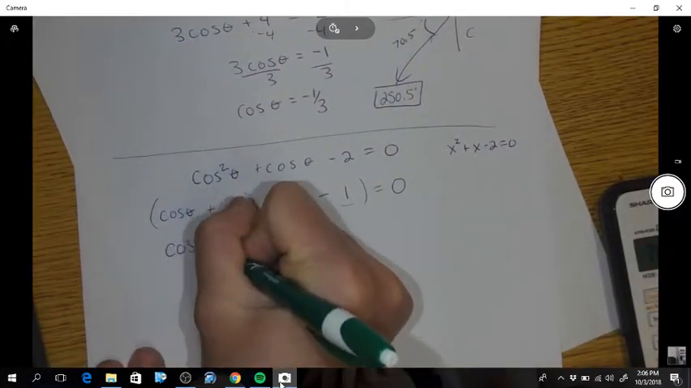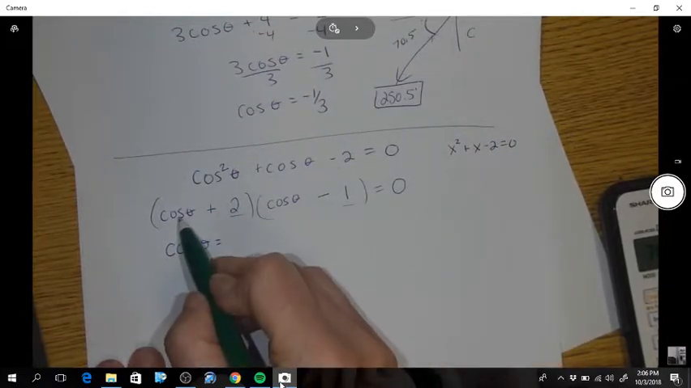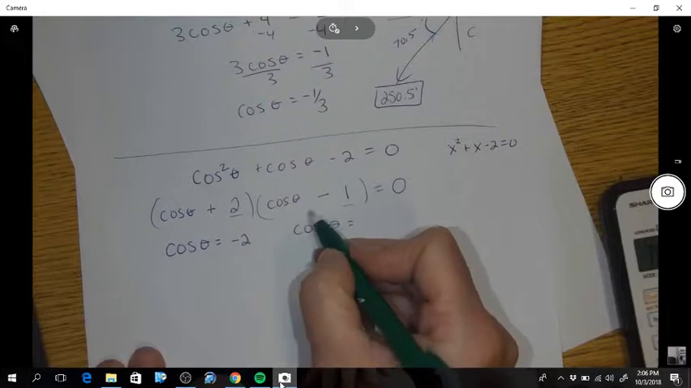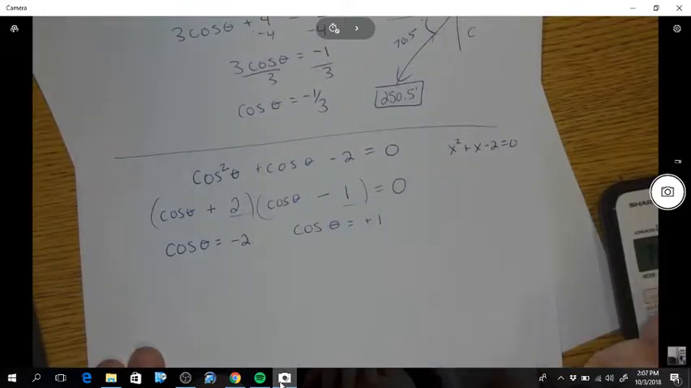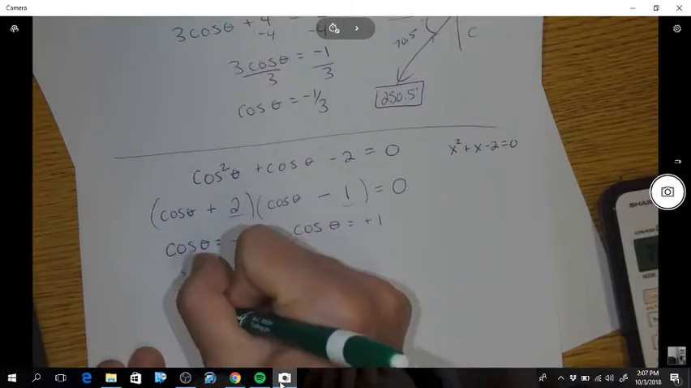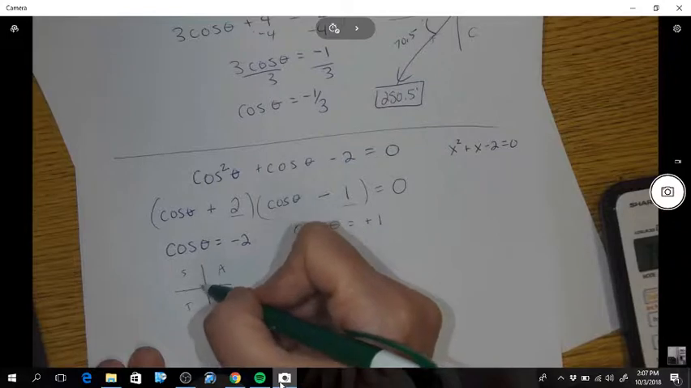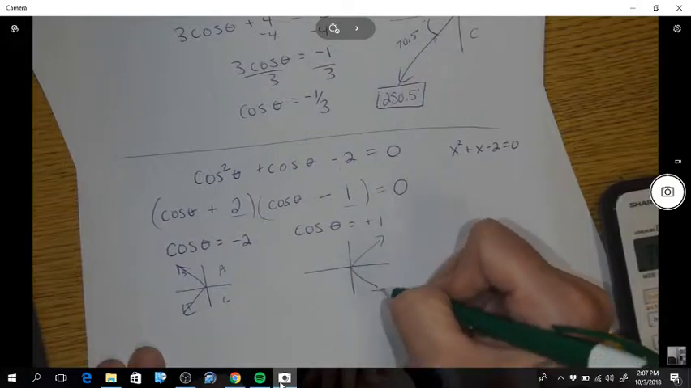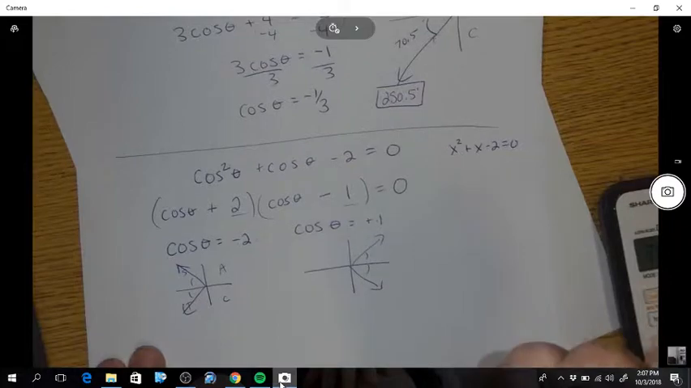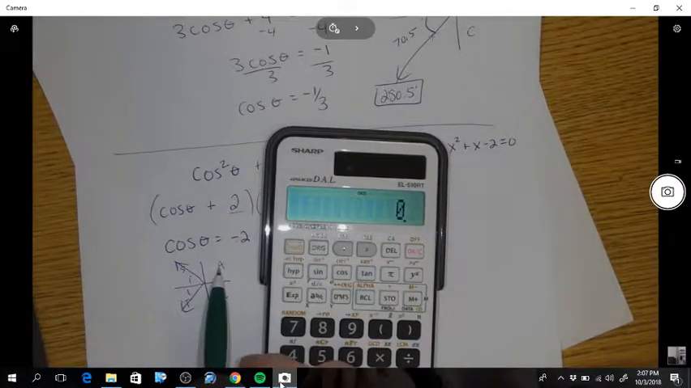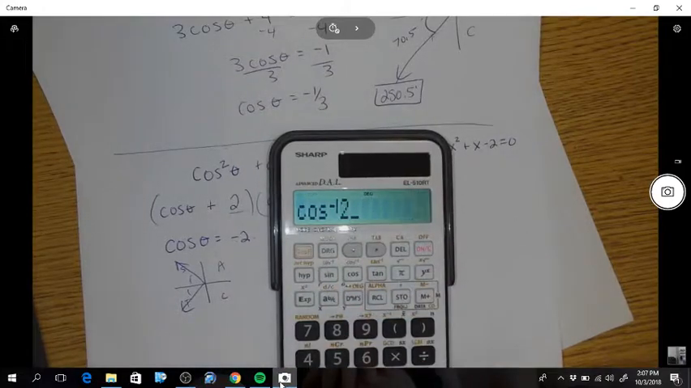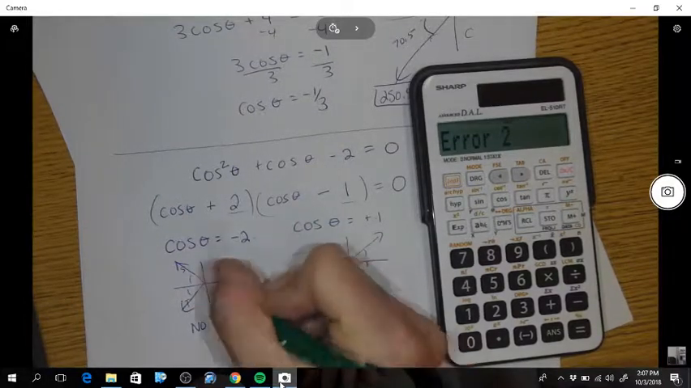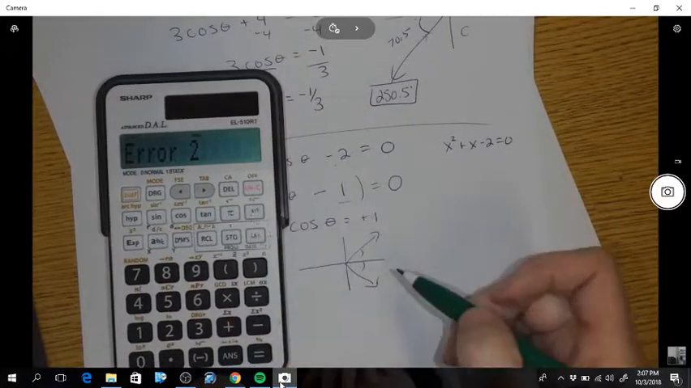Okay, so now, in order for this to be 0, my cos angle would have to equal a negative 2, right? And in order for this to be 0, my cos angle would have to be a positive 1. All right, ASTC. Cos negative would be here and here. Cos positive would be here and here. Connect those to the x-axis. Okay, this side, cos inverse of a positive 2. There's an error. That is correct. There is no solution for this one. Let's see if there's a solution for this one.